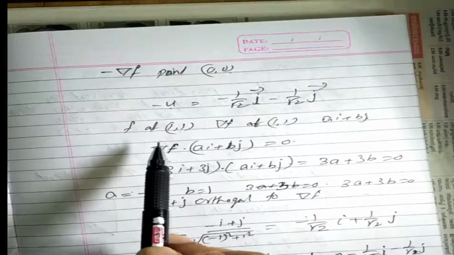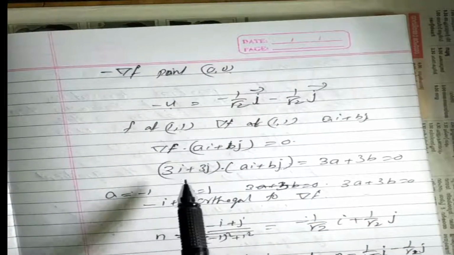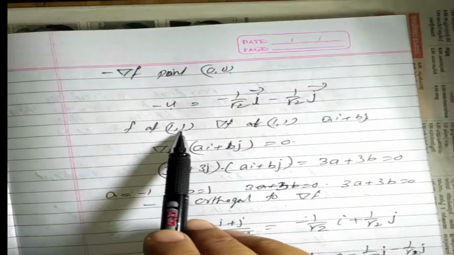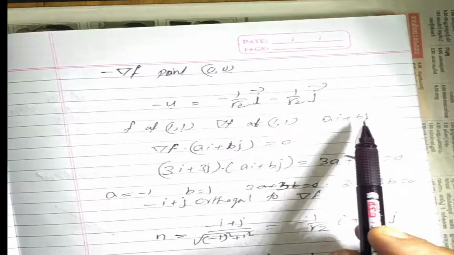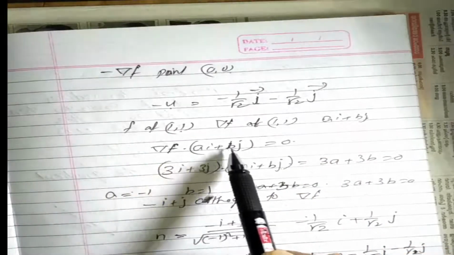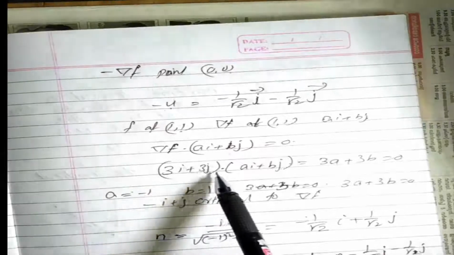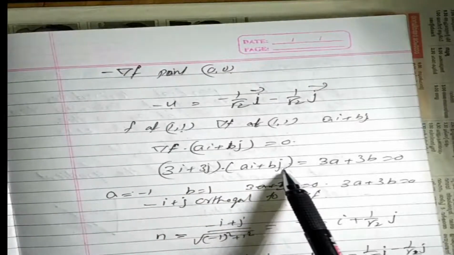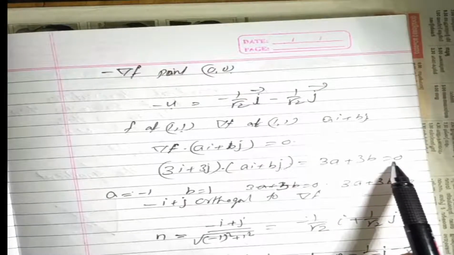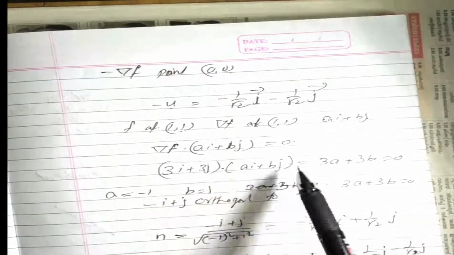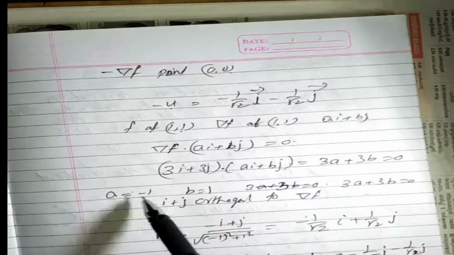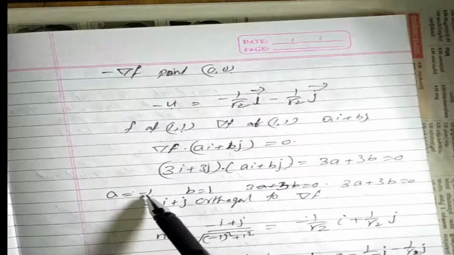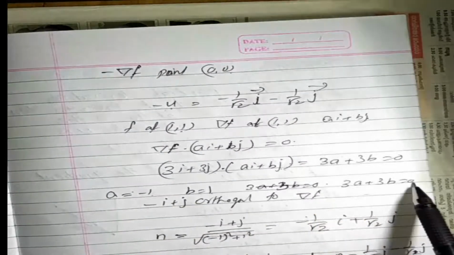Then going to the third one, which is neutral, meaning orthogonal. The gradient of f at (1, 1) is 3i plus 3j. Take a constant vector ai plus bj such that the gradient of f dot (ai plus bj) equals 0. Then (3i plus 3j) dot (ai plus bj) gives 3a plus 3b equal to 0. Using the dot product, put a equal to minus 1, b equal to 1. Then a plus b equal to 0 is satisfied.